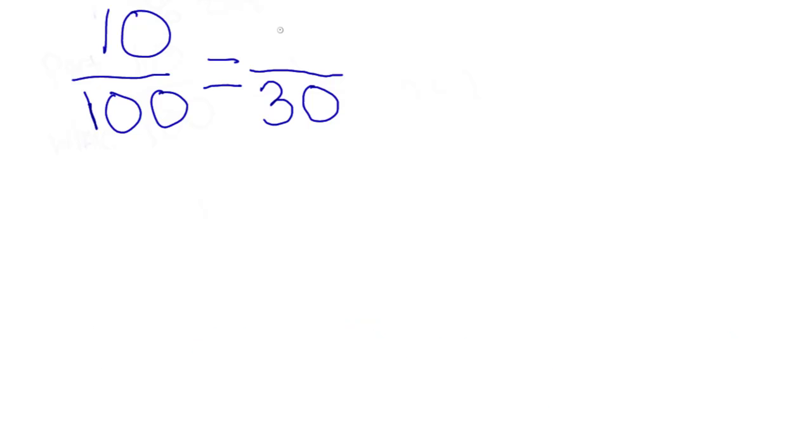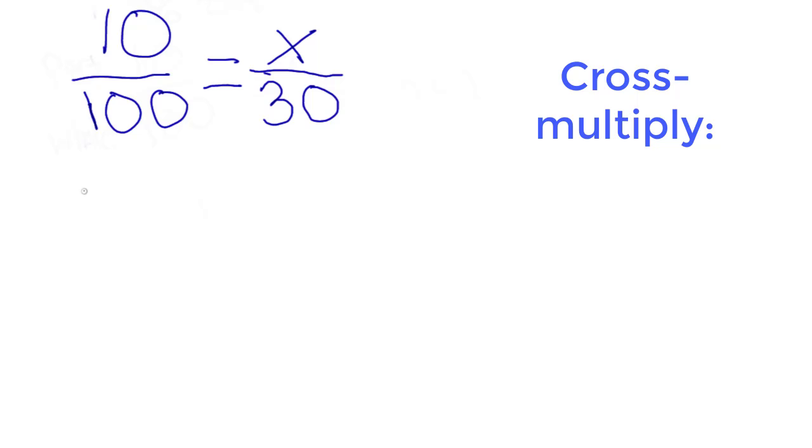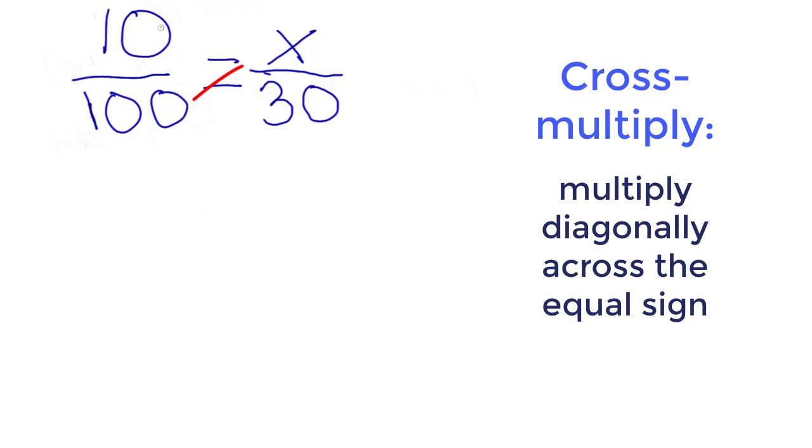Now we have an empty space here on top of the 30, just like we had the empty space in our rectangle. And just like with the rectangle, we have to fill it in. But how do we do that? I'm just going to put an X here for the time being as a placeholder, but we're going to figure out what number actually belongs there. We have to do something called cross multiply, which means we multiply diagonally across the equal sign.